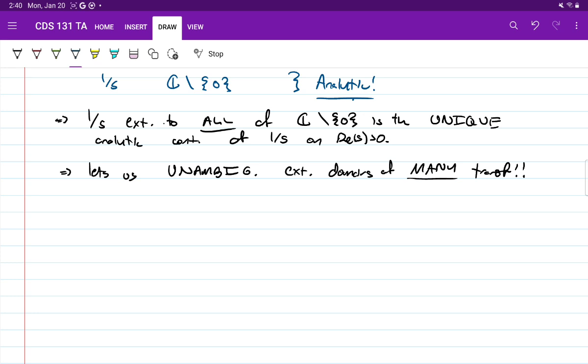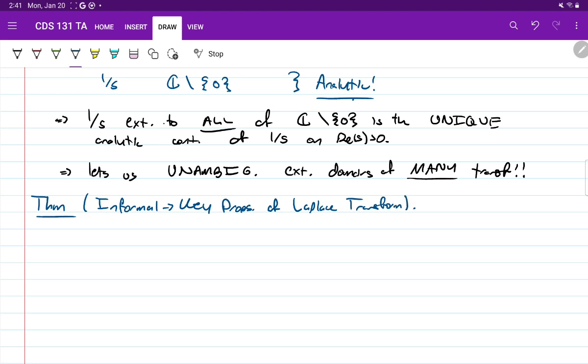So let's get back and figure out what a couple of basic properties of this Laplace transform are. And there's really three majorly important properties that I want to state. Okay? So theorem, again, I'll just state this a little informally, just for the sake of time. These are key properties of the Laplace transform. Okay, so these are three of what I think are probably the most important properties.